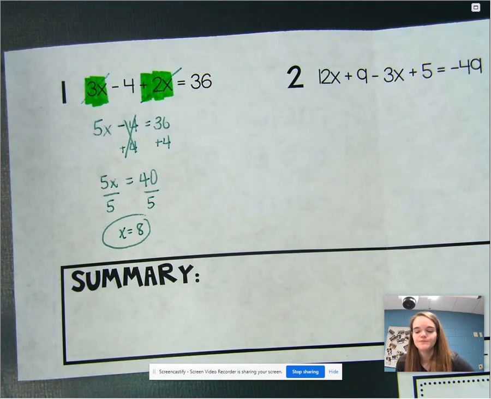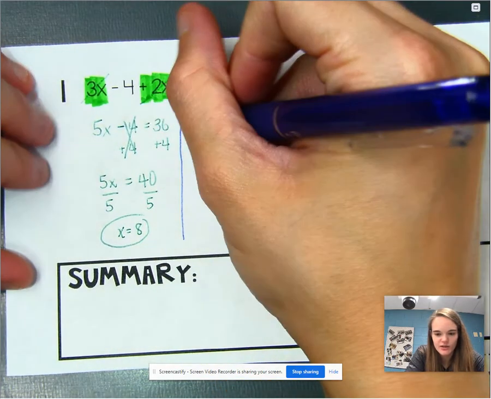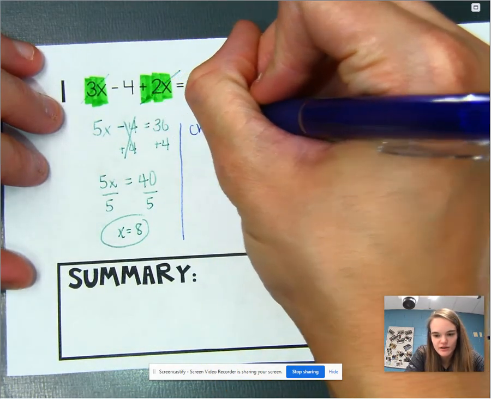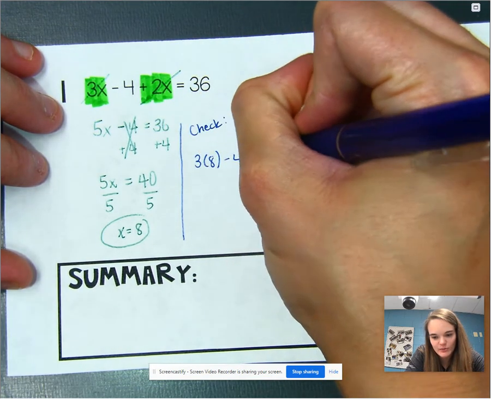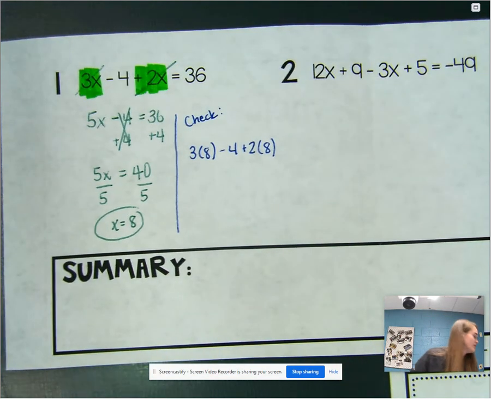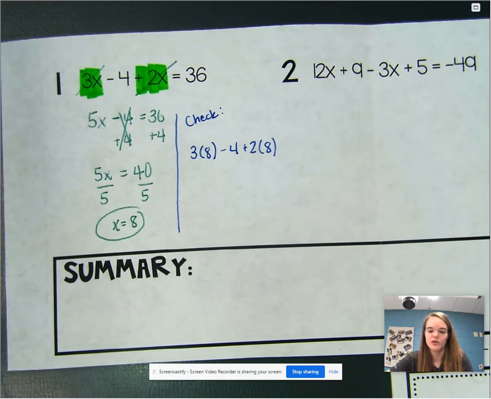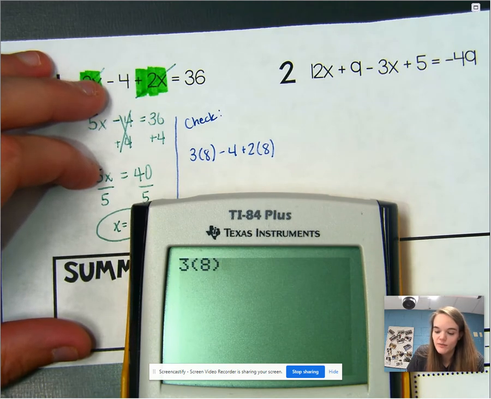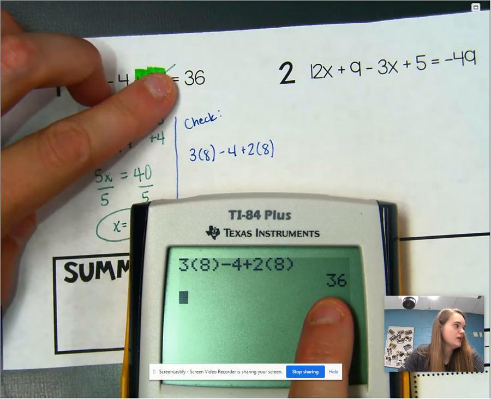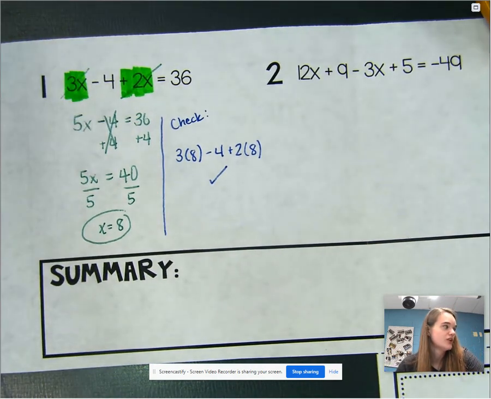You also remember, just to let you know, if you ever need to, you can go back and check and see if this is right. So I'm going to check it right here. 3 times 8 minus 4 plus 2 times 8. And we want to know if that really equals 36. And I can plug that in my calculator. Remember, you can have a calculator on your phone or on the computer or wherever. I showed you how to do that. 3 parentheses 8 minus 4 plus 2 parentheses 8 is 36, which is what I wanted. So I did do this correct. Good. I'm not going to check them all. I'm just going to check that one.